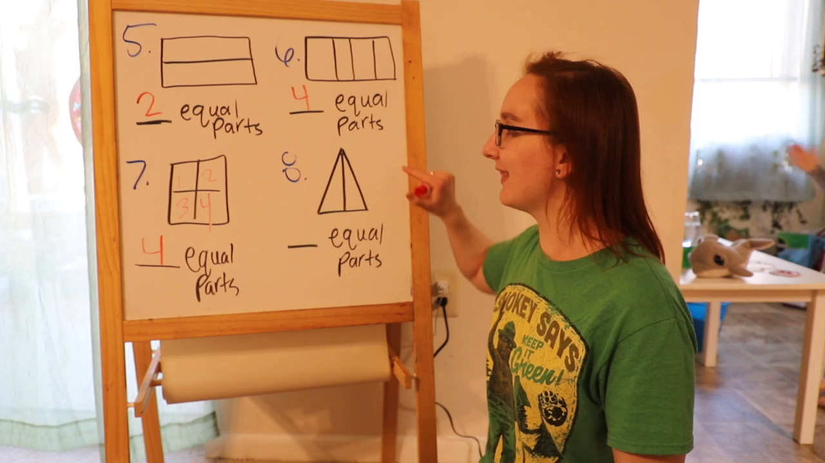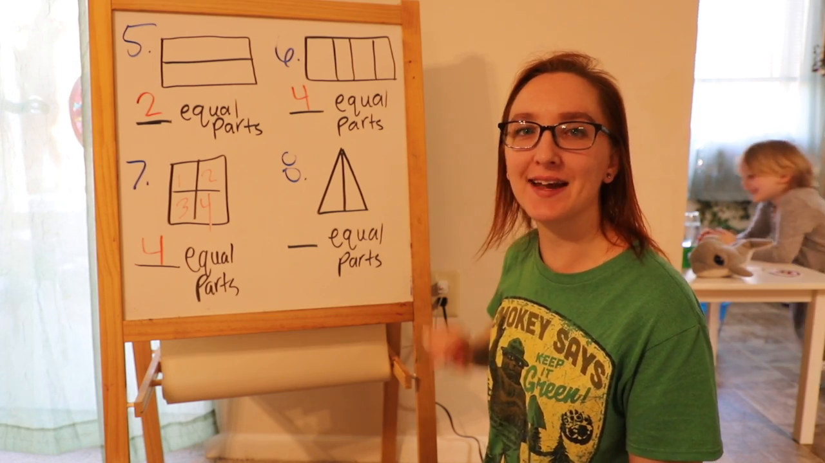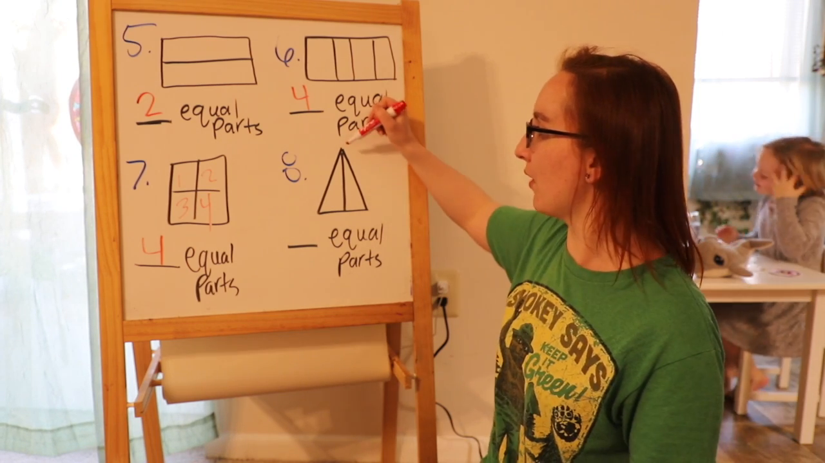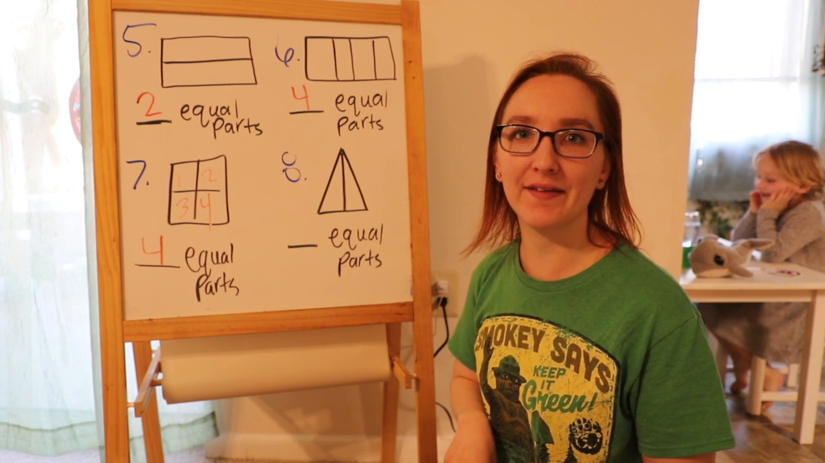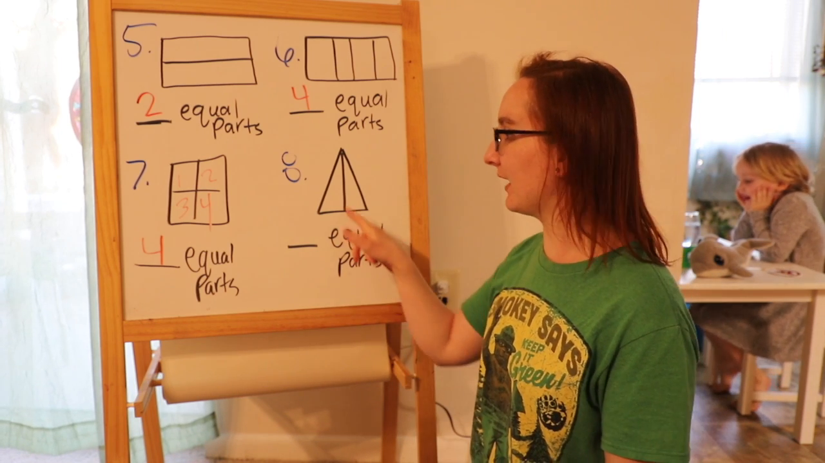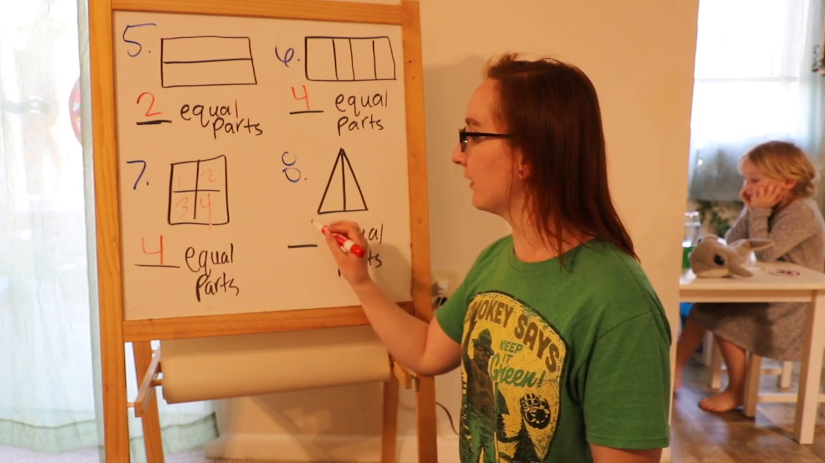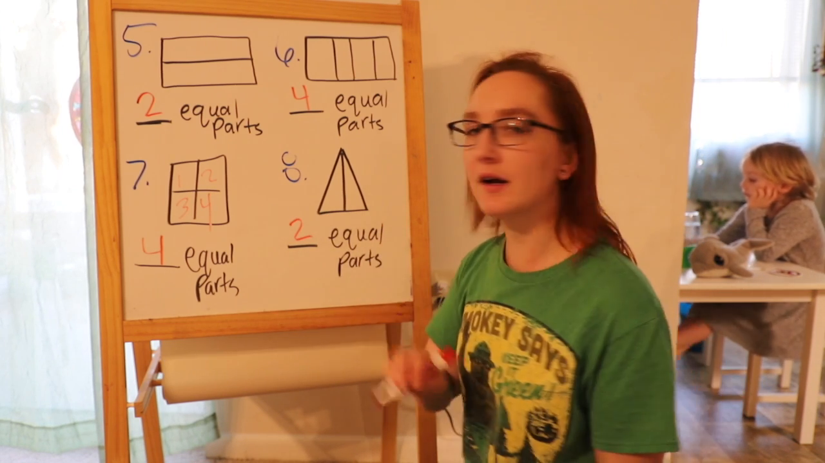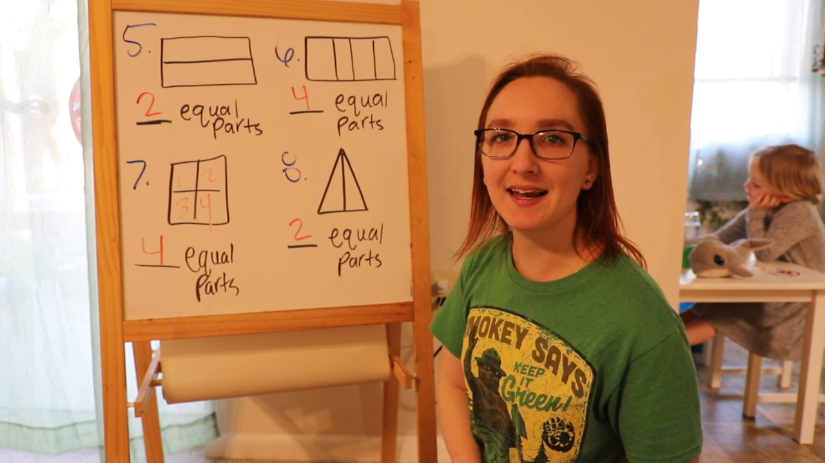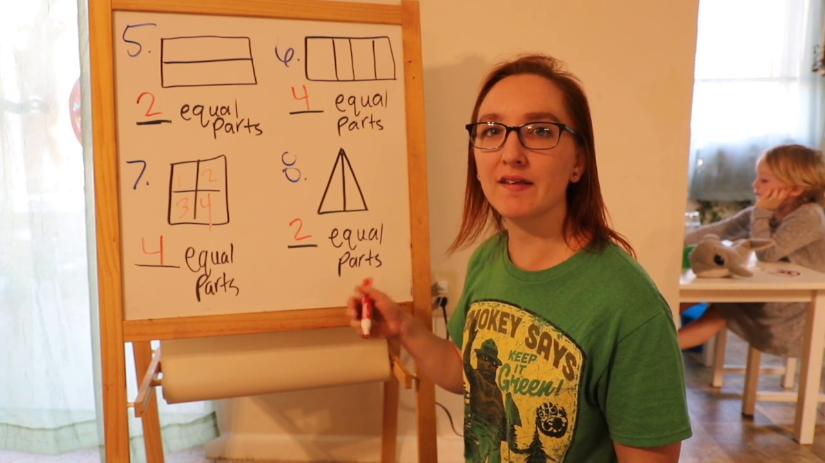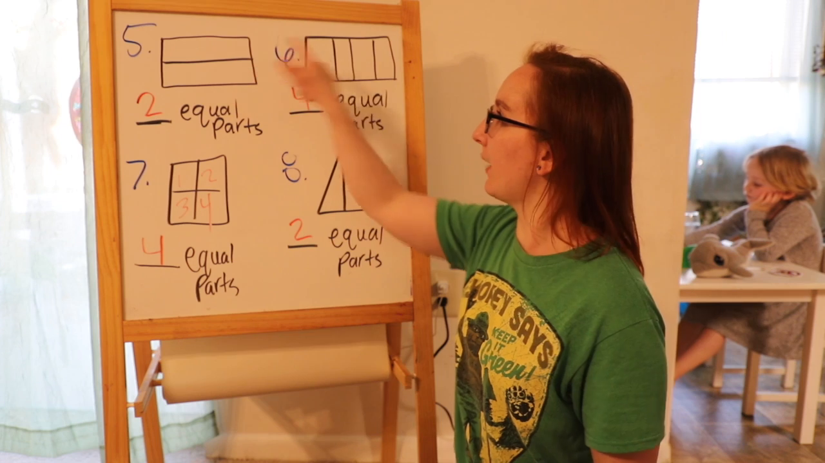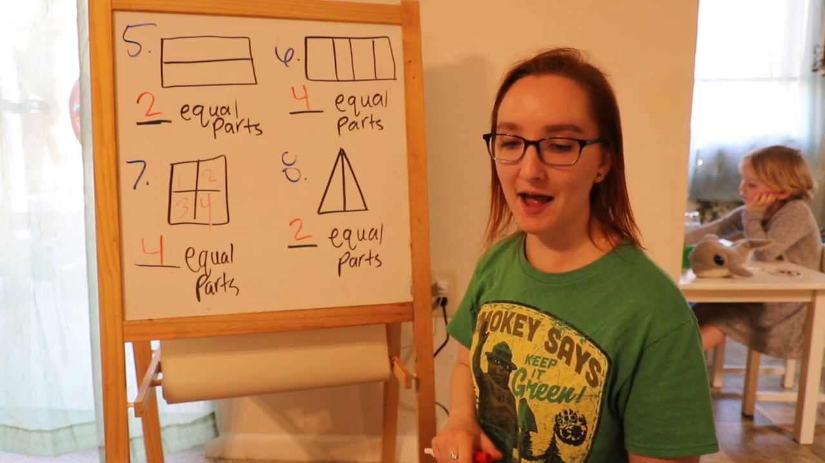Alright, on the last one, number 8, we have a big triangle, and they drew one big line just like we did on the last page. And we see that we have 1, 2 equal parts here. So look over your work, make sure that you have the same answers down on yours. If you don't, go back through and count those shapes that you have in there.